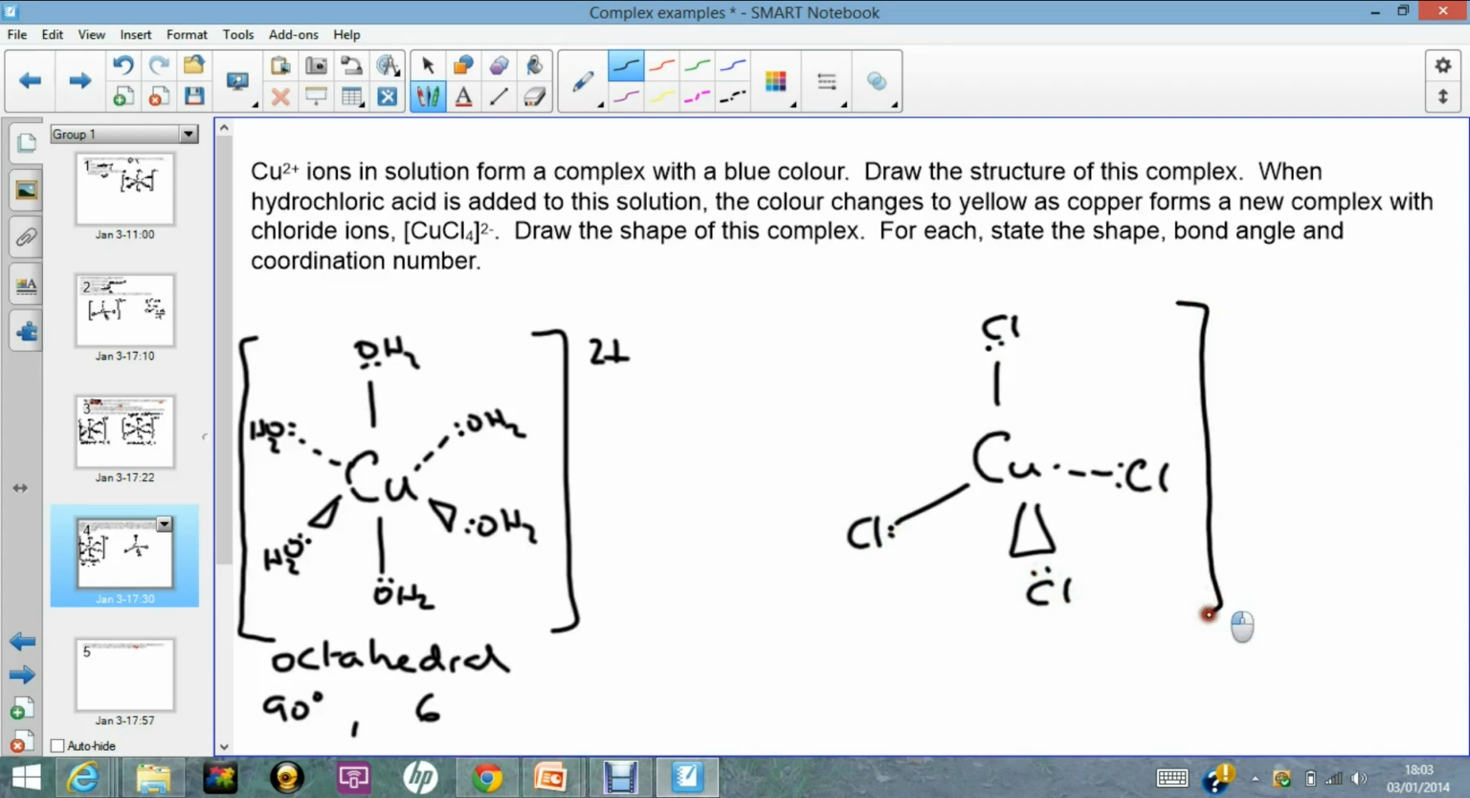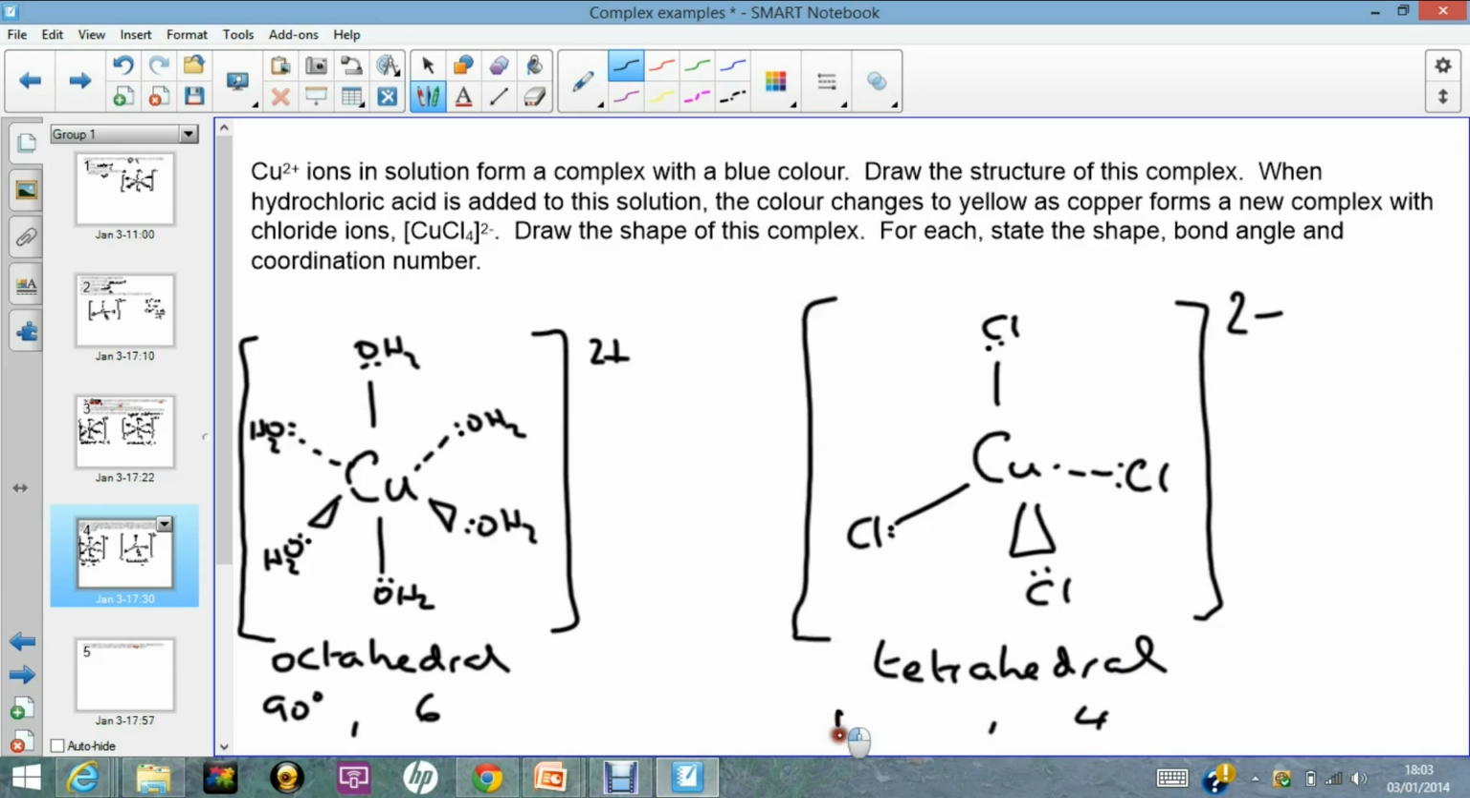Okay. The question at the top tells me that it's got a 2 minus charge on it, which makes sense because if copper's 2 plus and there are 4 minuses surrounding it, it's going to have an overall 2 minus charge. The coordination number is 4. It's tetrahedral. And the bond angle then is going to be 109.5 degrees.